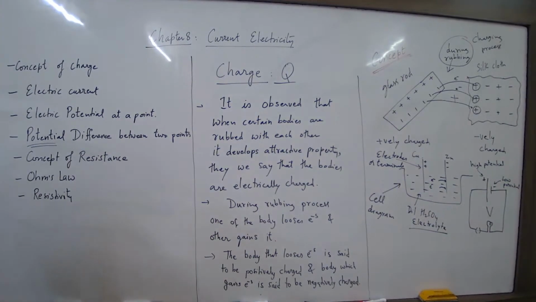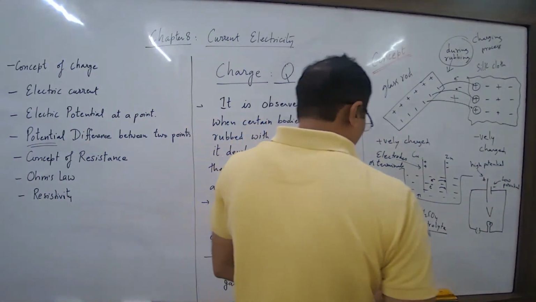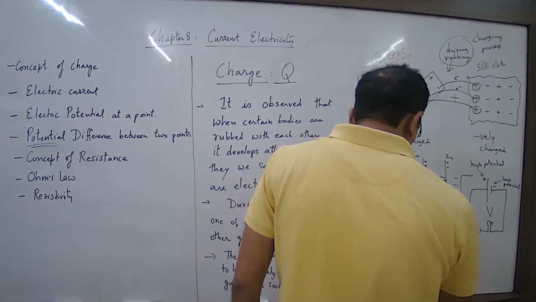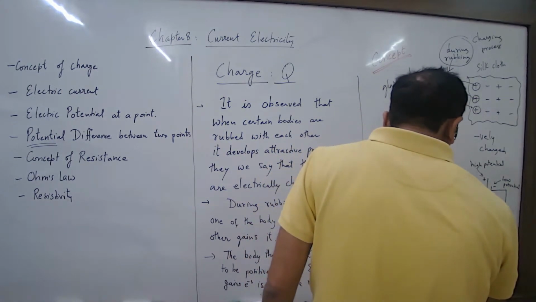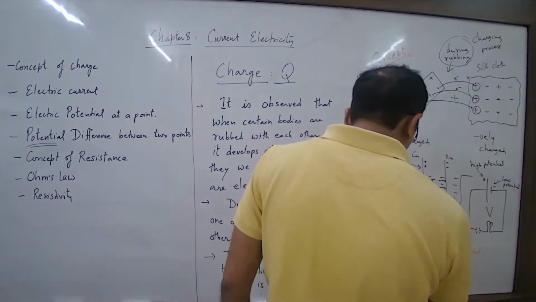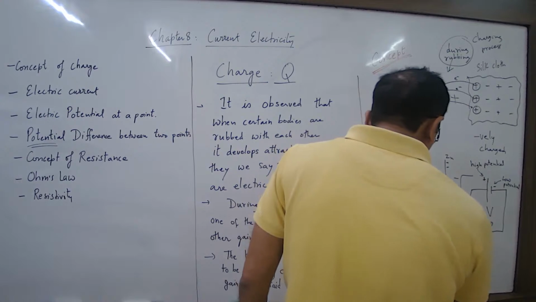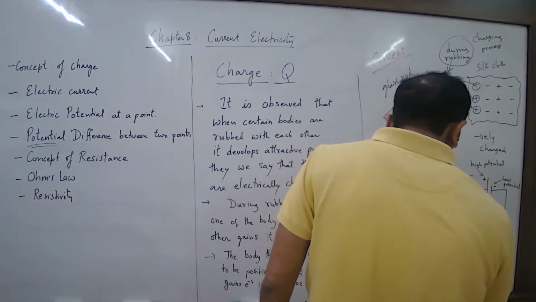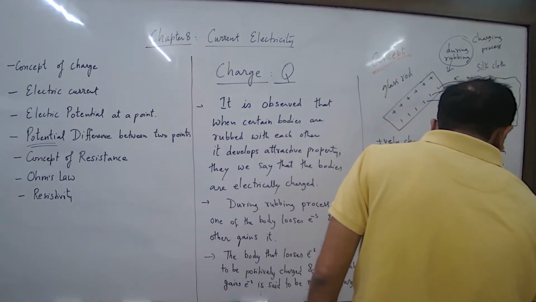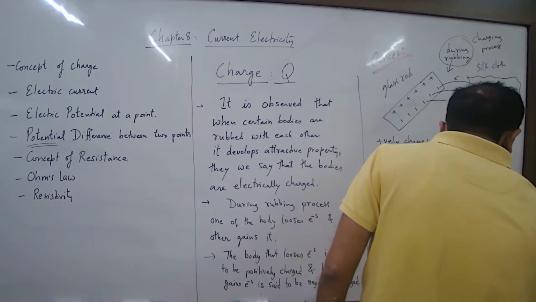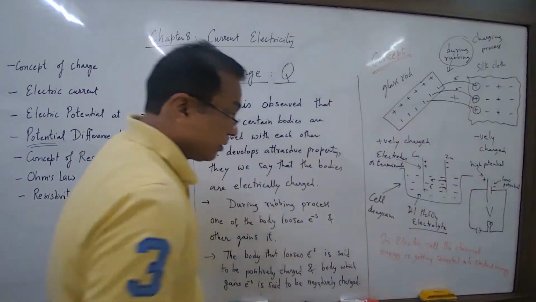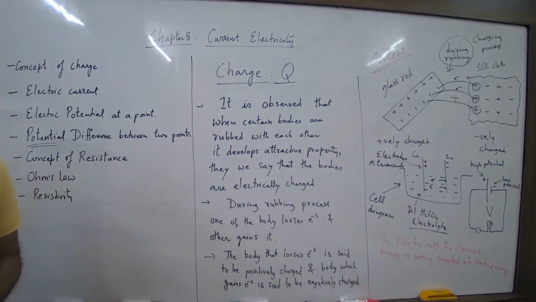So in electric cell, what is happening? In electric cell, what happens? The chemical energy is getting converted into electrical energy. Why are we saying so? Because now it will start making the objects move.